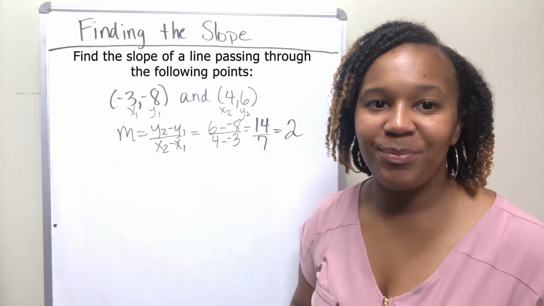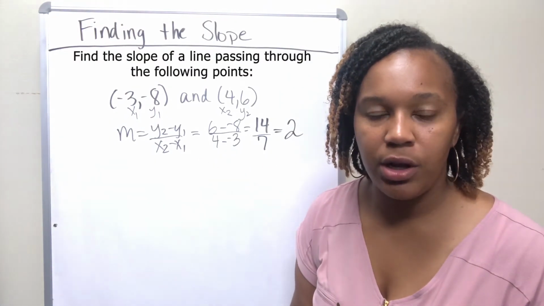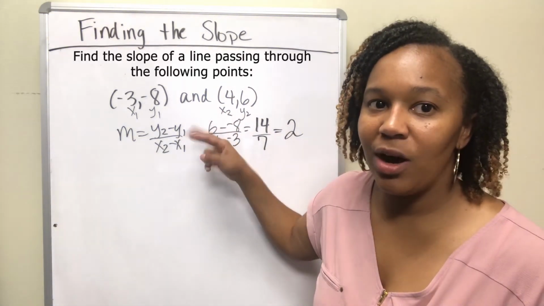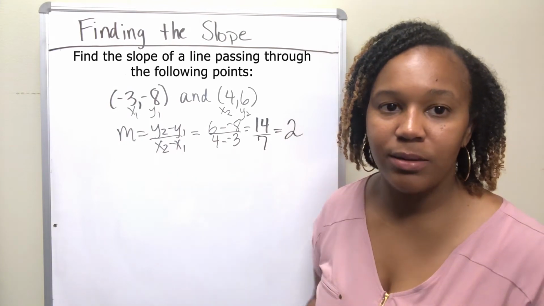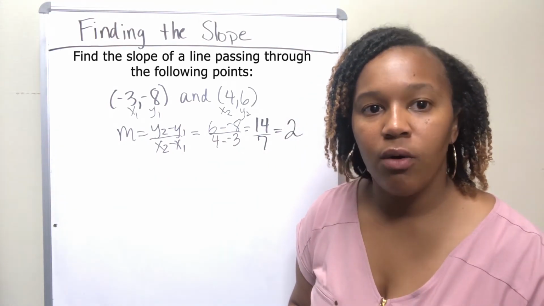Hopefully you got that right. If you didn't get it right, check your work. You probably made just a simple error, so go back and look at it. A lot of times people will switch the x's and the y's, put the x's on the top and the y's on the bottom, so make sure you don't do that. The y's have to go on top. Change in y over change in x.